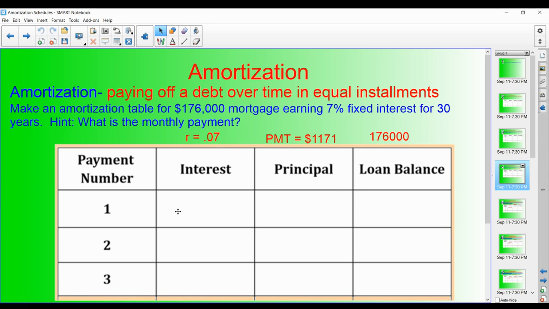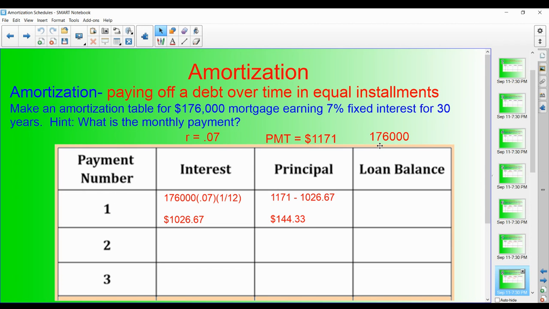So our interest payment, first month: we owe $176,000. That's 7% for 1/12 of a year. So we need to make an interest payment of $1,026.67. Now notice our monthly payment is only $1,171, so most of our beginning payments are going straight to interest. This is just paying off the extra money that I owe. Now, principal, I just find what's left. Out of my $1,171, $1,026 went straight to the interest, and a grand total of $144 goes straight to the house.